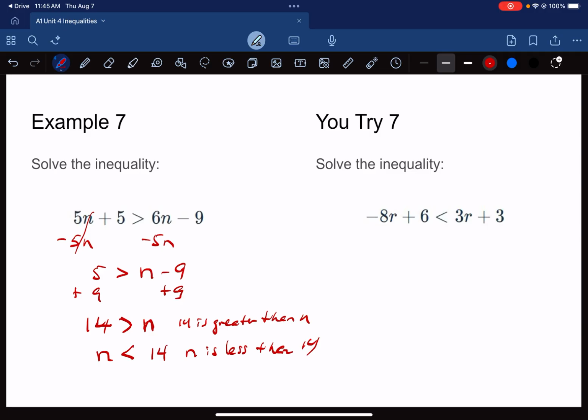So that's going to help you graph. Because then when you go to graph this thing, you're going to do open circle and you're going to shade to the left. Because n is less than 14. So 13 is less than 14. 14 is greater than 13. So you gotta be careful with the ones like that. You guys try the next one there.